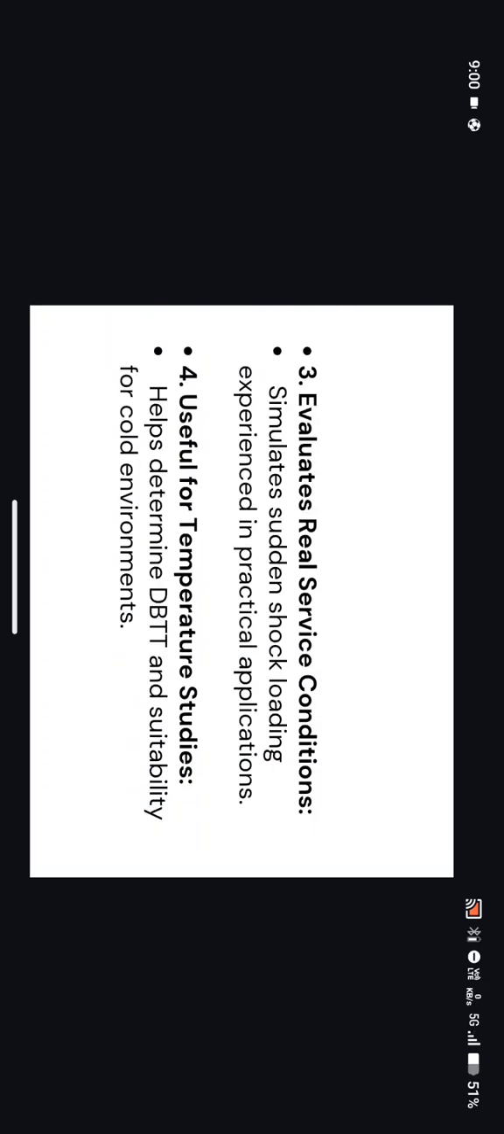Evaluates real service conditions. It simulates the sudden shock loading experienced in practical applications. We can observe the sudden shock or impact on the specimen. Useful for temperature studies, which is helpful in the determination of DBTT and suitability for cold environments. As we saw earlier, it can also be carried out at subambient temperatures, also known as lower temperatures.